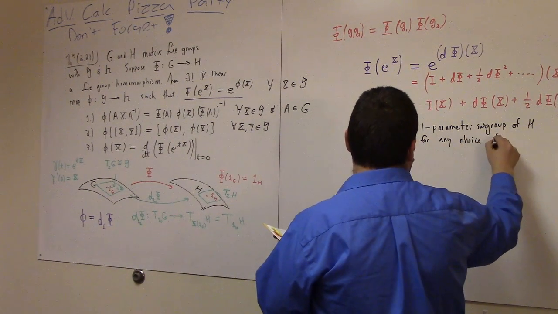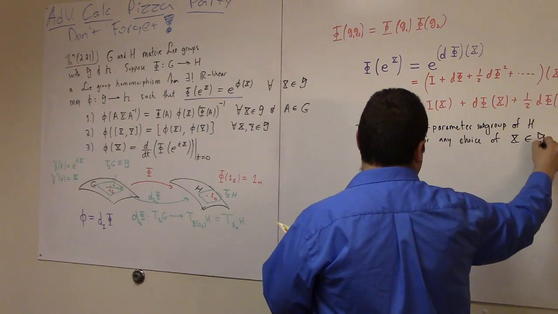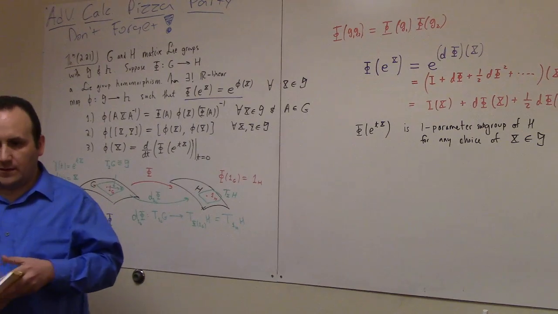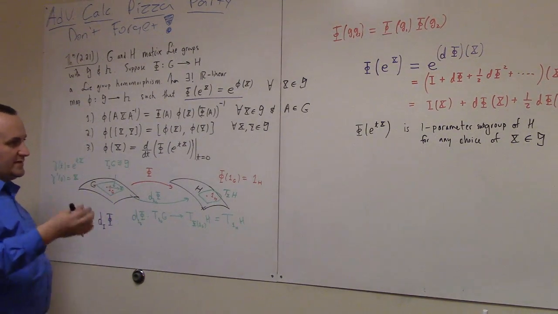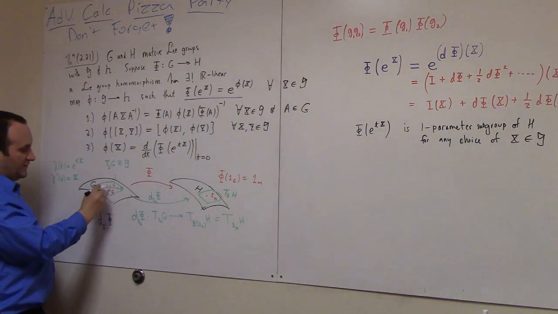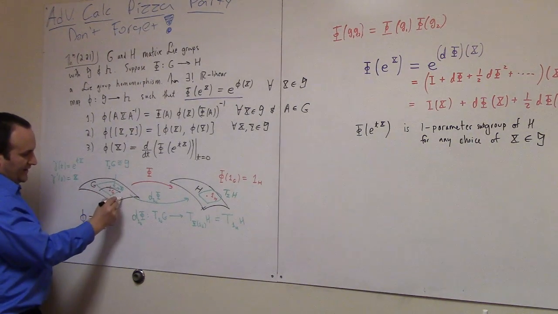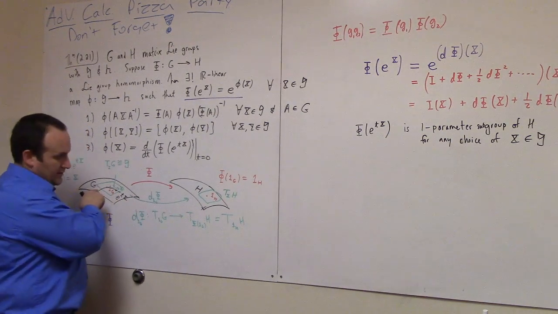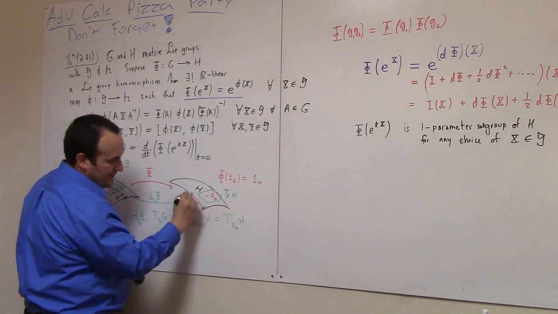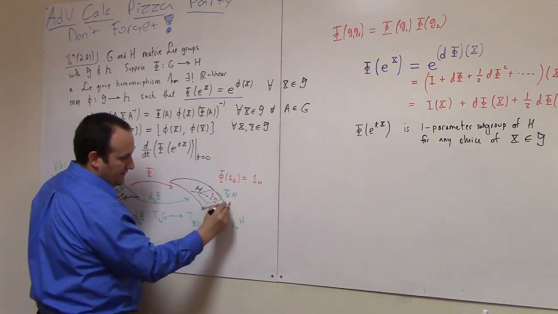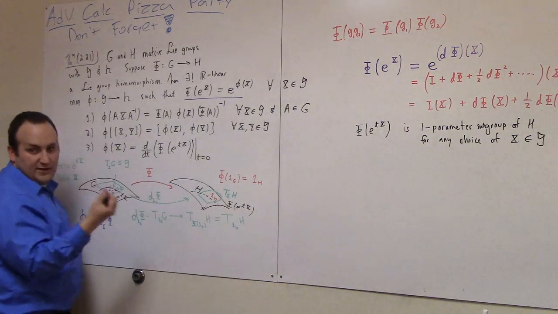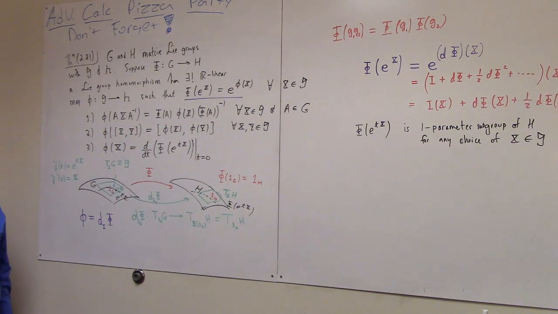Any choice of x in the algebra. Now, that should make sense to you because if I take a curve here, a point on it would be something like e to the tx. And that will get transferred over to here, and that would be phi of e to the tx. You can check it: phi of t equals 0 gives you the identity.